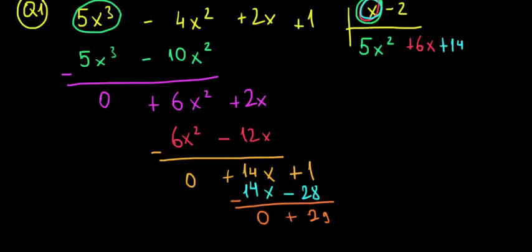So what is the final result? Let's write it right here. Well, the final result is 5x squared plus 6x plus 14, and then the remainder, which is plus 29 divided by x minus 2. And that's it. We are done.